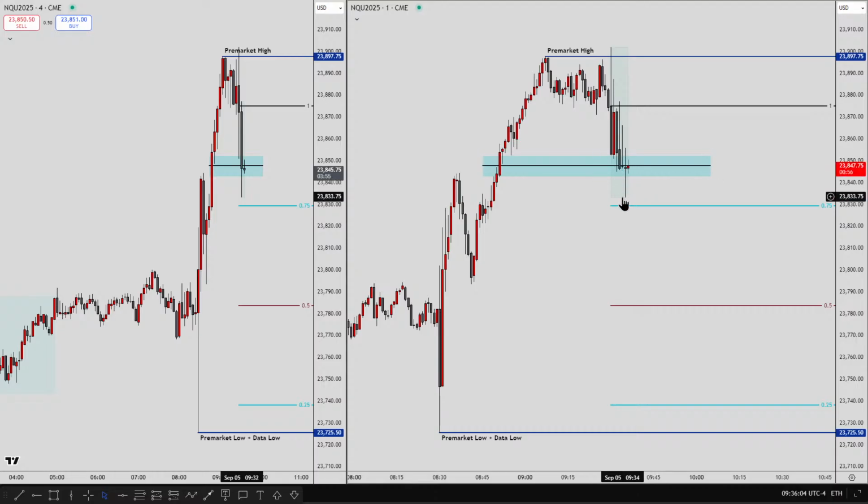That's nice. I like that it wicked lower and then closed within the fair value gap again. But it will need to invert this order block to be of any significance to me. That one.